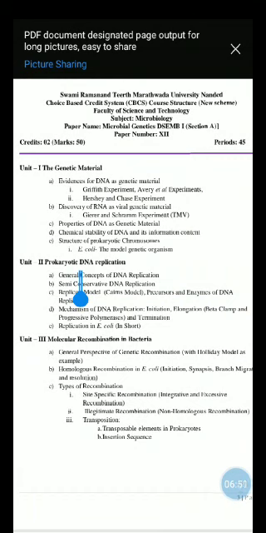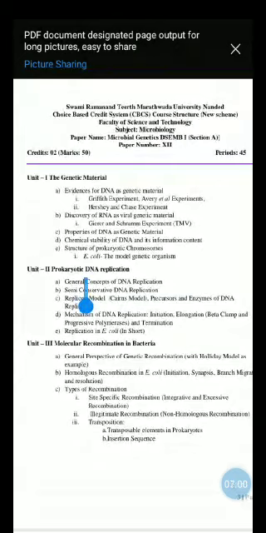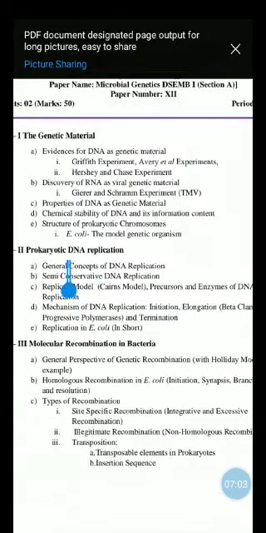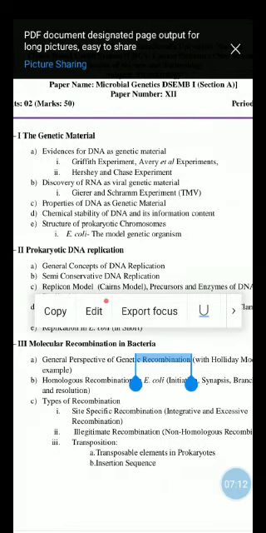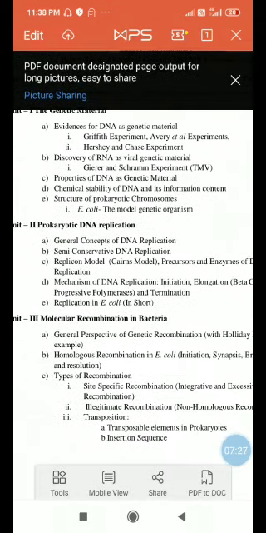Unit 2nd, prokaryotic DNA replication. Under unit 2nd, first point, general concepts of DNA replication. Second, semi-conservative DNA replication. Then the replication model, the Cairns model. Then, precursors and enzymes of DNA replication. The next, mechanisms of DNA replication.